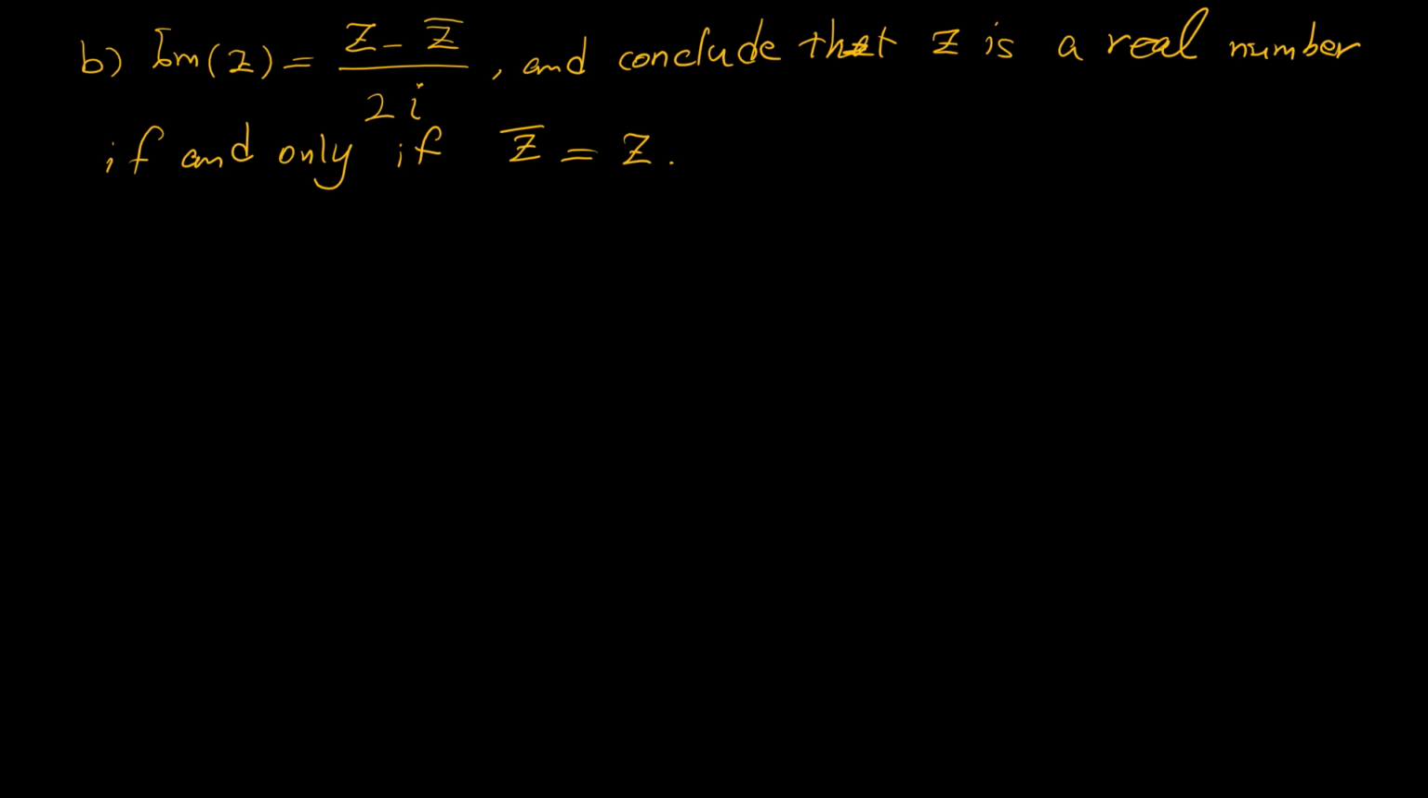Now we want to prove that the imaginary part of a complex number like z is always equal to z minus conjugate of z divided by 2i. And then from that we want to conclude that if z is a real number, then the conjugate of z is z, and if z conjugate is equal to z, then z is a real number. This is an if and only if statement again. So first we want to prove this identity here. Our first job is to prove this.